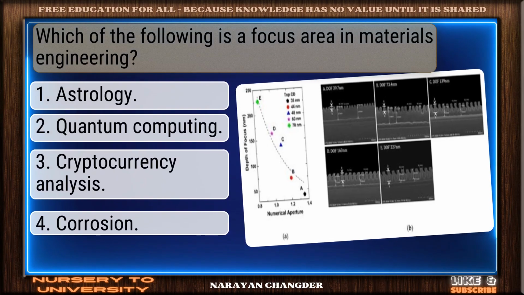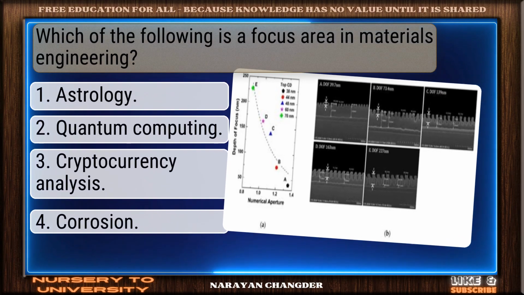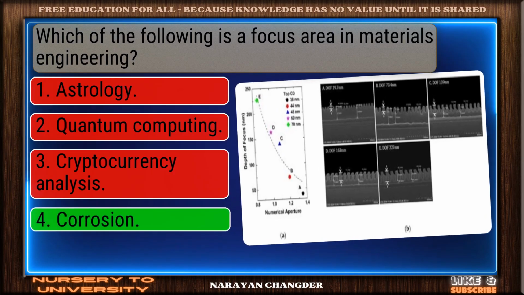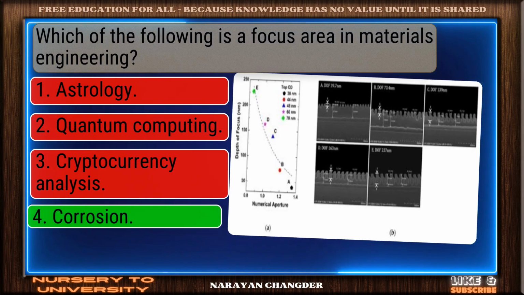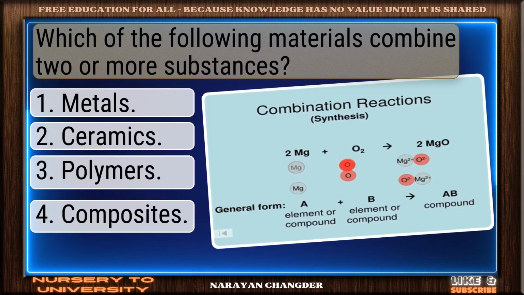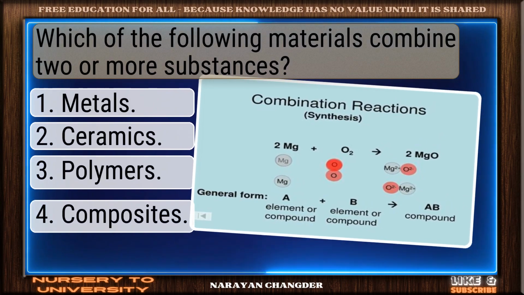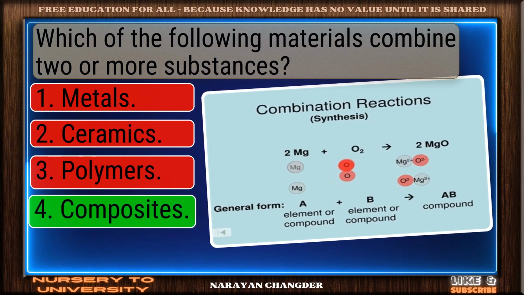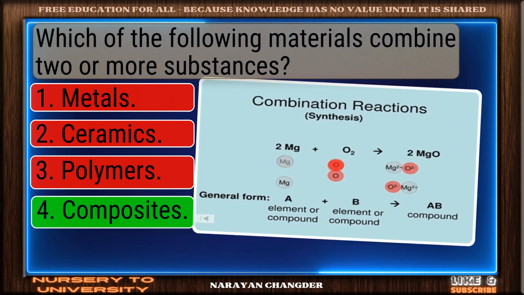Which of the following is a focus area in materials engineering? Solid response. Corrosion is a valid choice. Which of the following materials combine two or more substances? Smart move. Composites is an accurate answer.